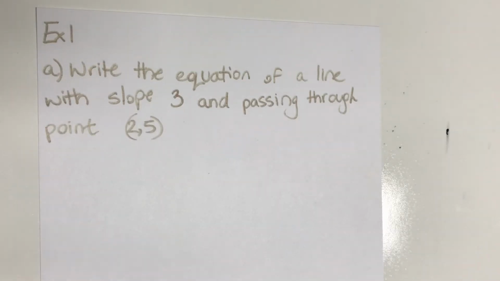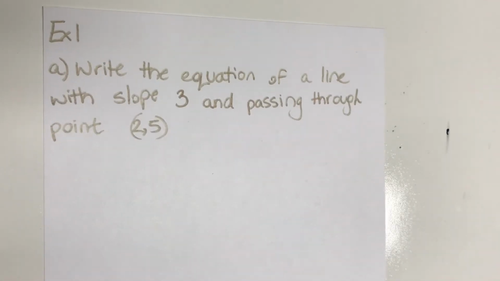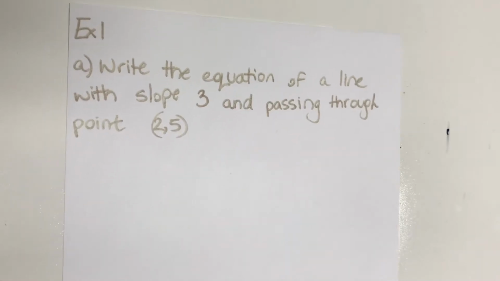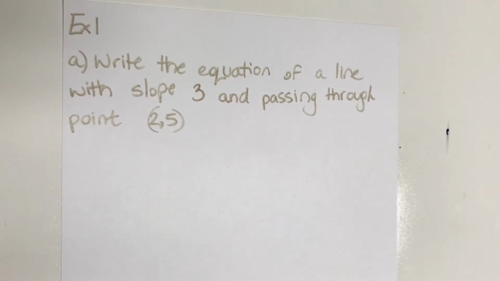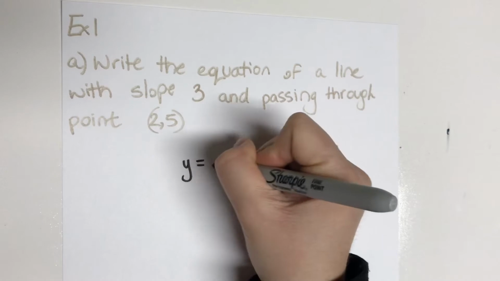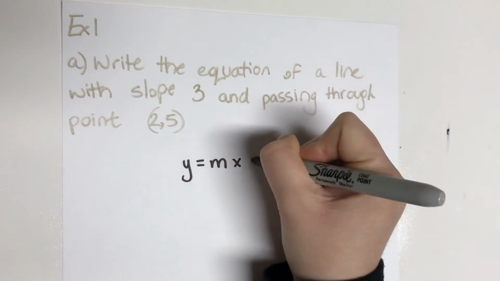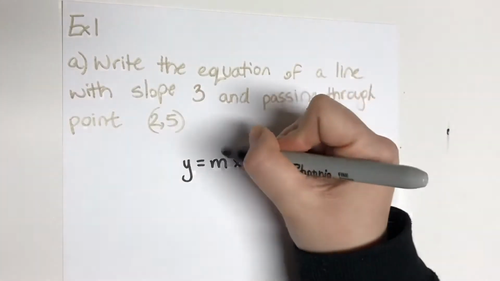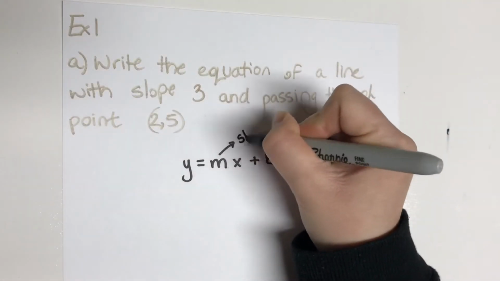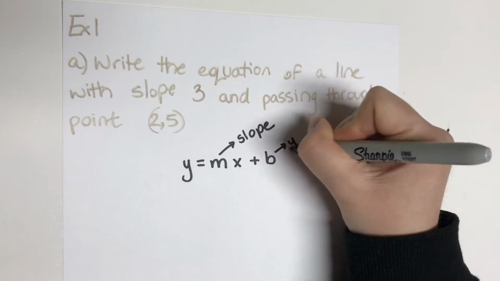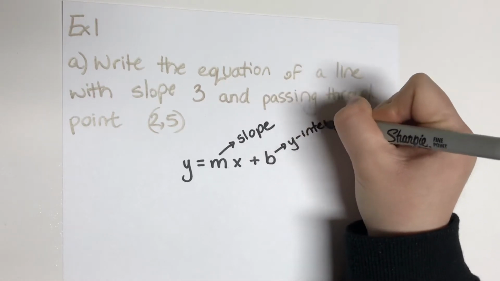All right, so we are being asked to write the equation of a line with a slope of 3 passing through the point (2, 5). Now remember, our equation of a line is written in the form y equals mx plus b. The m represents slope. The b represents the y-intercept, so where it crosses the y-axis.